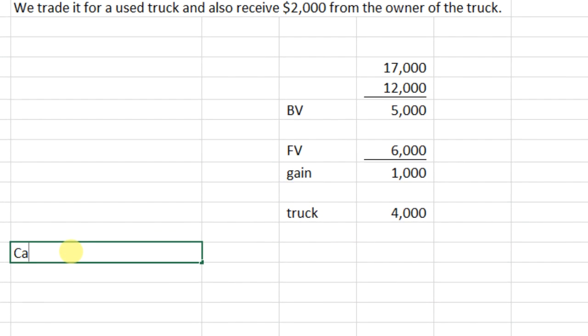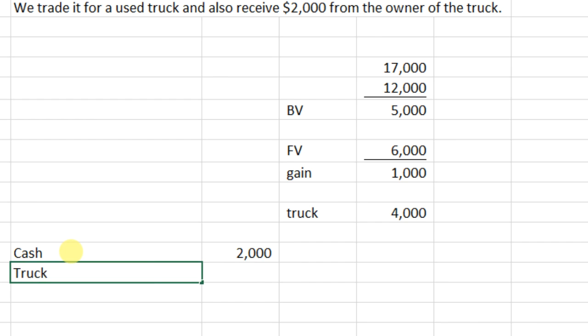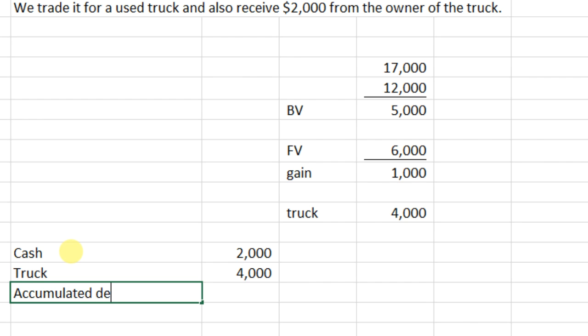So it's kind of traditional to start with cash. So let's look at our $2,000 cash that we're going to get. Now we already calculated the value of this truck, and we believe that it's going to be $4,000. We'll see in the end if our journal entry balances. So we need to close out accumulated depreciation. So let's do that. And that is our $12,000.